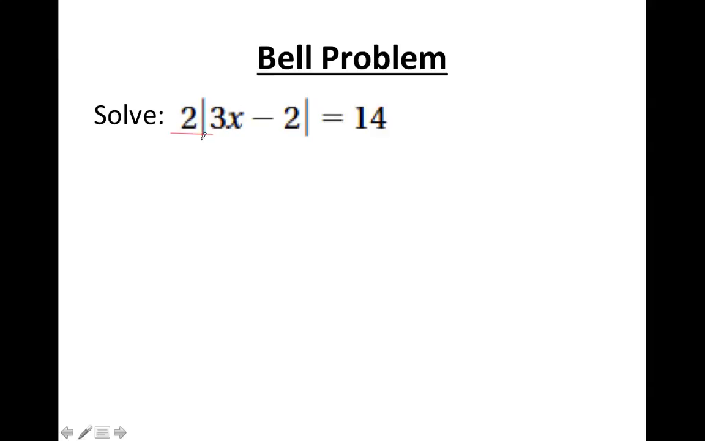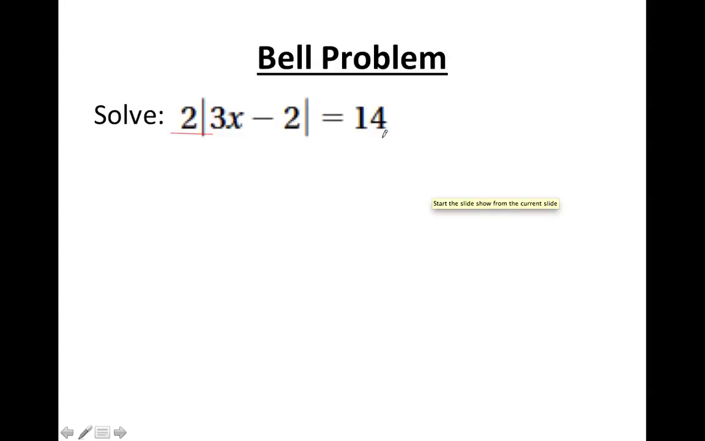So our first step is to divide both sides by 2. Then we'll have the absolute value of 3x minus 2 equals 7. Now from here, you can write your two equations and solve. I'll let you go ahead and do that. Alright, when you solve these out, you should get x equals negative 5/3 and x equals 3.